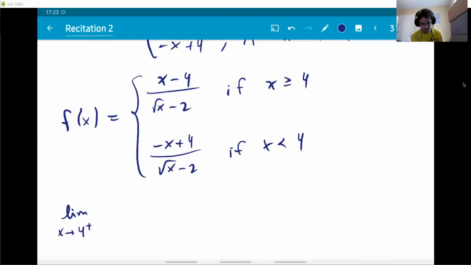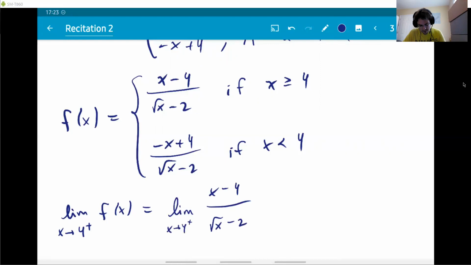If you're coming towards 4 from the right, that means x is larger than 4. So you're going to be using this first expression for the function: x minus 4 over root x minus 2. What happens if you plug in 4 here? You have a problem in the denominator. That means you have to simplify this somehow.